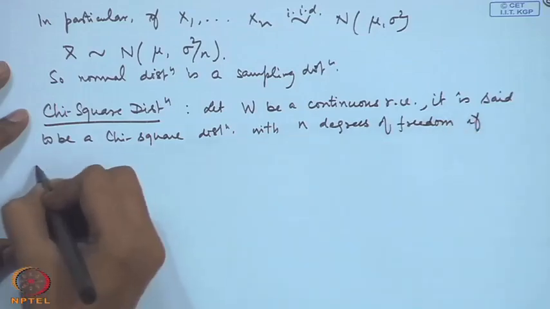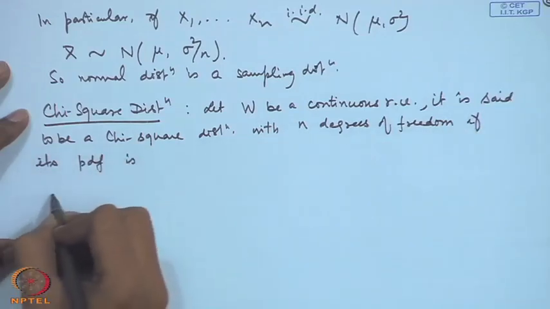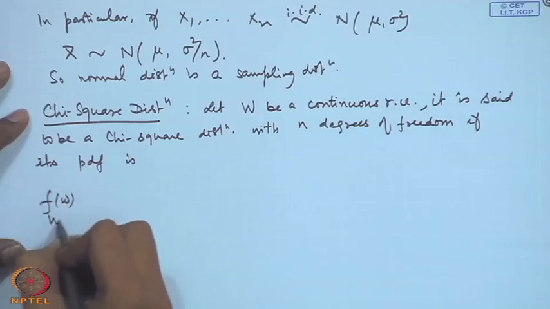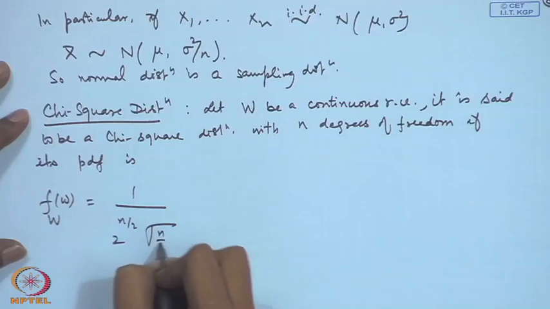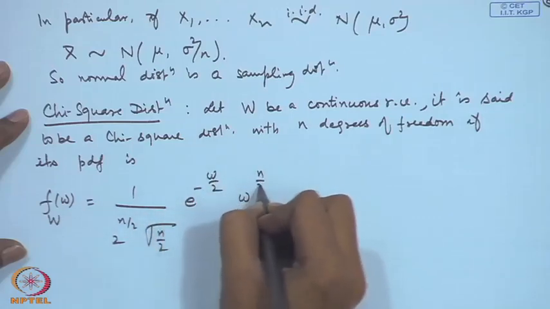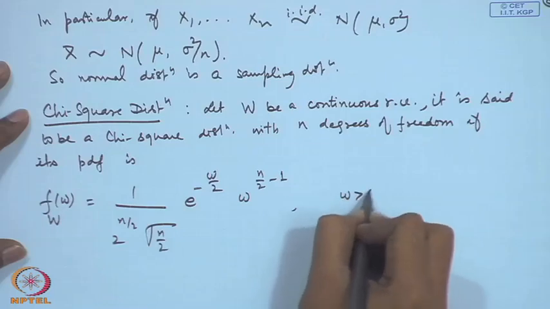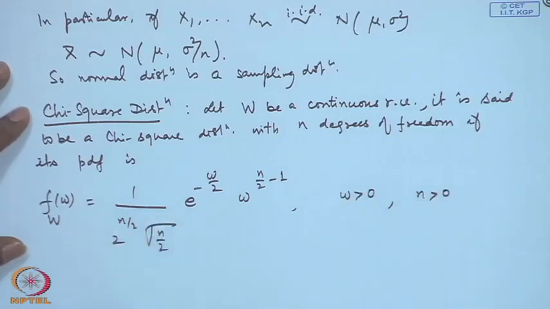If its PDF is 1 by 2 to the power n by 2 gamma n by 2 e to the power minus w by 2 w to the power n by 2 minus 1. Here of course, n is positive.